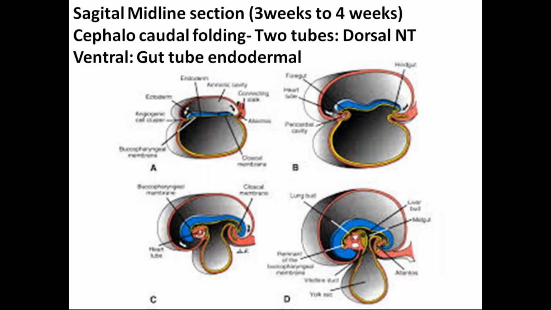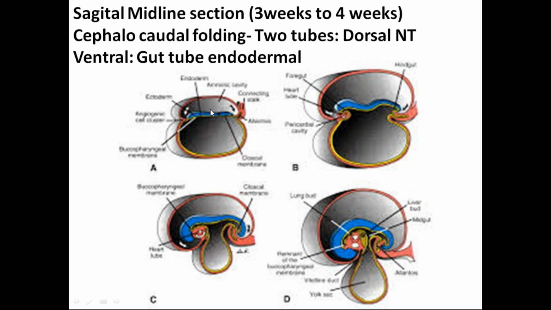So these are sagittal sections of an embryo at 3 weeks. That's the week where we have formation of the trilaminar disc. The trilaminar disc means we have 3 germ layers: the ectoderm, the endoderm, and the mesoderm. Ectoderm, so this is a sagittal midline section.